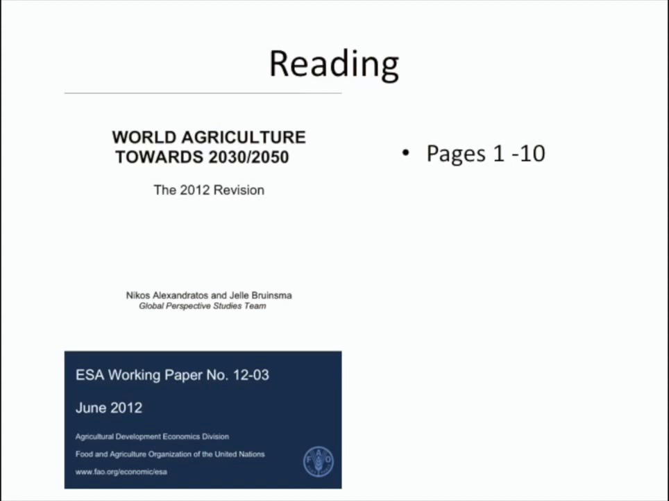This reading takes the focus of feeding underprivileged parts of the world, but it also gives us a great feel for where the growth is going to be or could be in agricultural demand in the future, and what are the forces that are going to cause that growth.